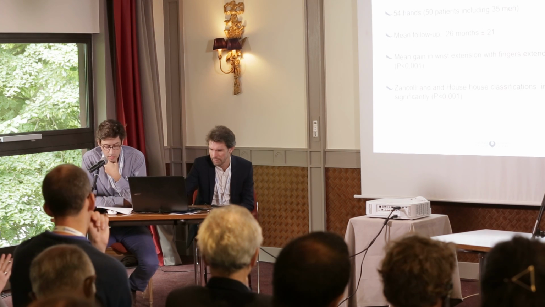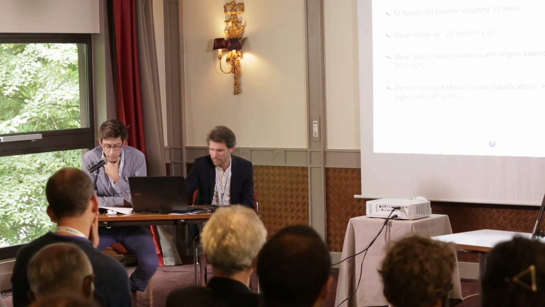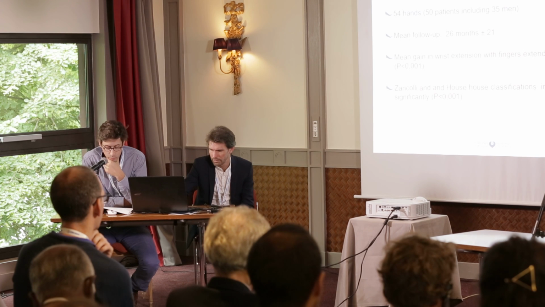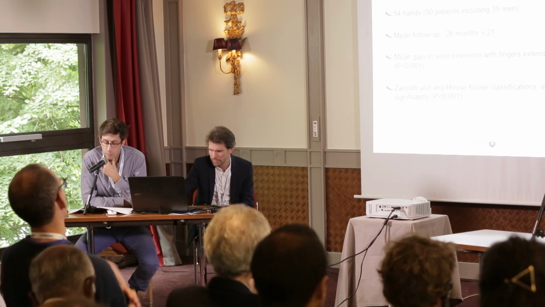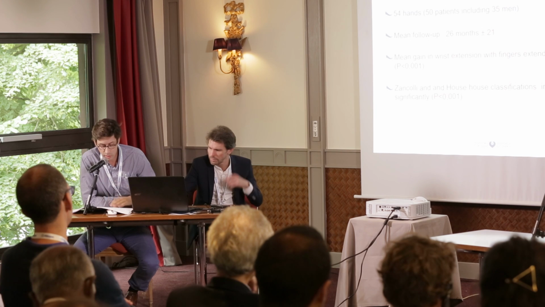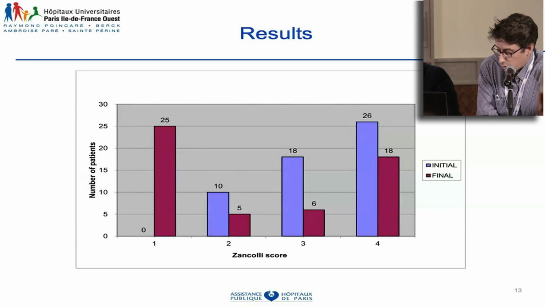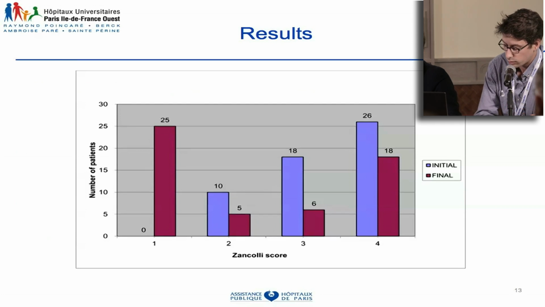The next two slides show the results of the Zancolli classification and House classification preoperatively and postoperatively. Improvements were significant for both scales following surgery. These figures summarize the results for the Zancolli classification. None of the involved hands were classified as Zancolli Group 1 before surgery, whereas 25 hands were classified as Zancolli Group 1 at the latest follow-up assessment.